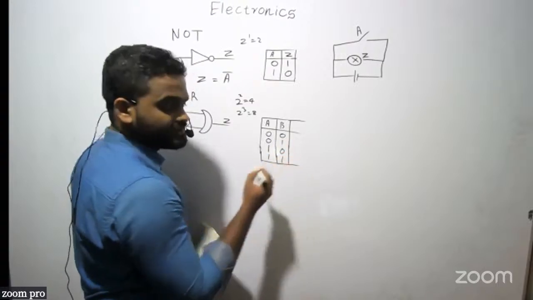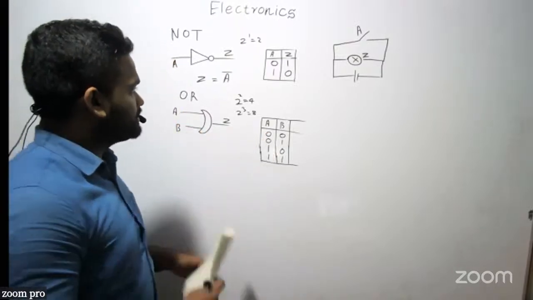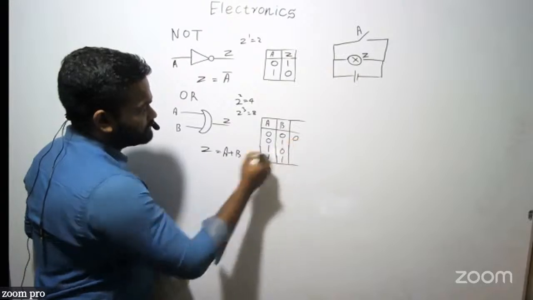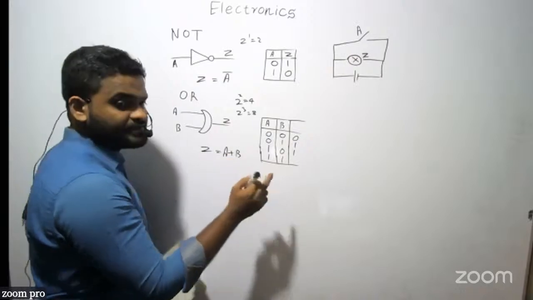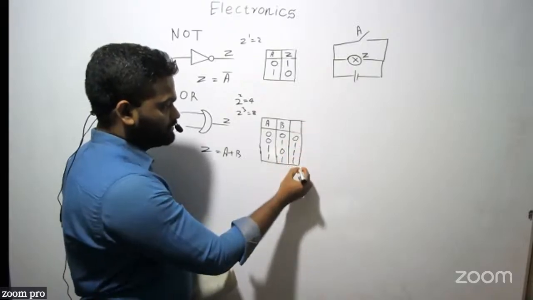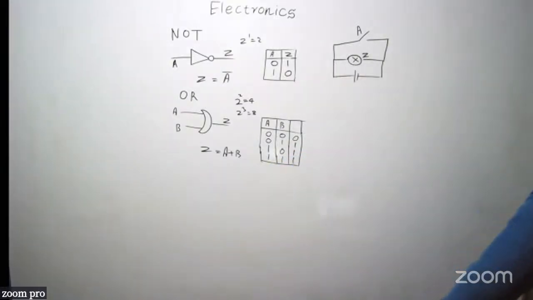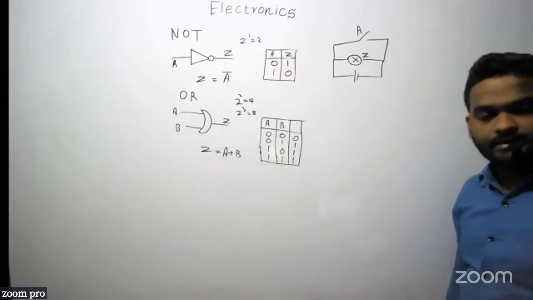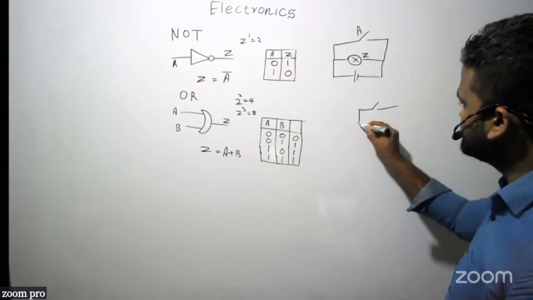So for the OR gate, the Boolean expression is A plus B. 0, 0 gives 0. 0, 1 gives 1. 1, 0 gives 1. 1, 1 is not 2; for the 2, we get 1. So that is for the OR gate. Then we can consider a circuit equivalent to this.